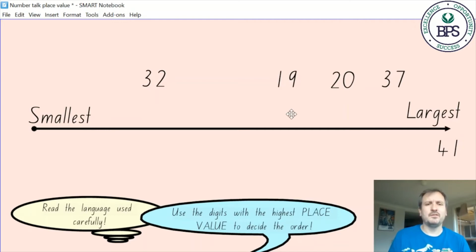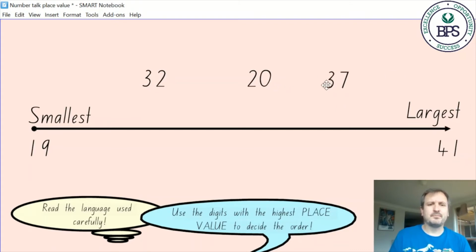Okay, let's do the smallest next. So we're looking for the number which has the smallest amount of tens. So 3 tens, 1 ten, 2 tens, 3 tens. So clearly 19, only having 1 ten, is the smallest number. That leaves us with 3 numbers to order. 20 has 2 tens, 37 has 3 tens, and 32 has 3 tens.